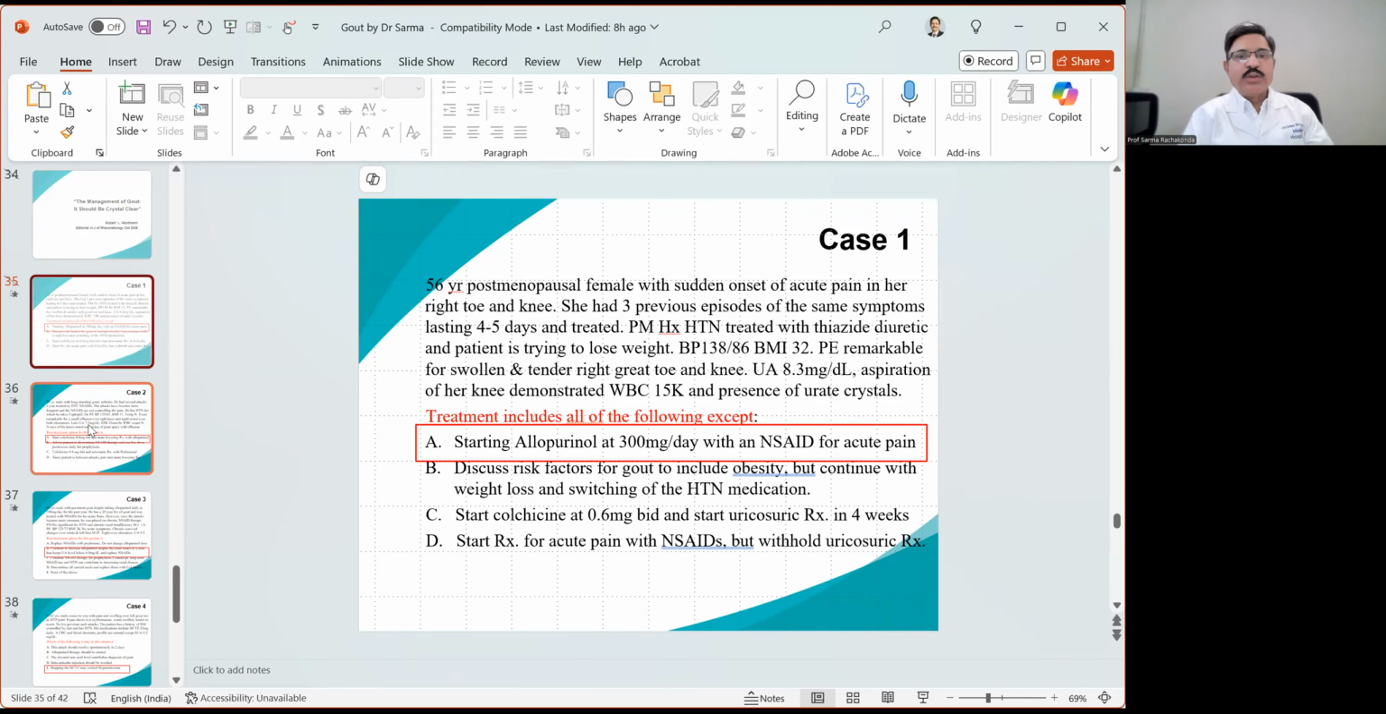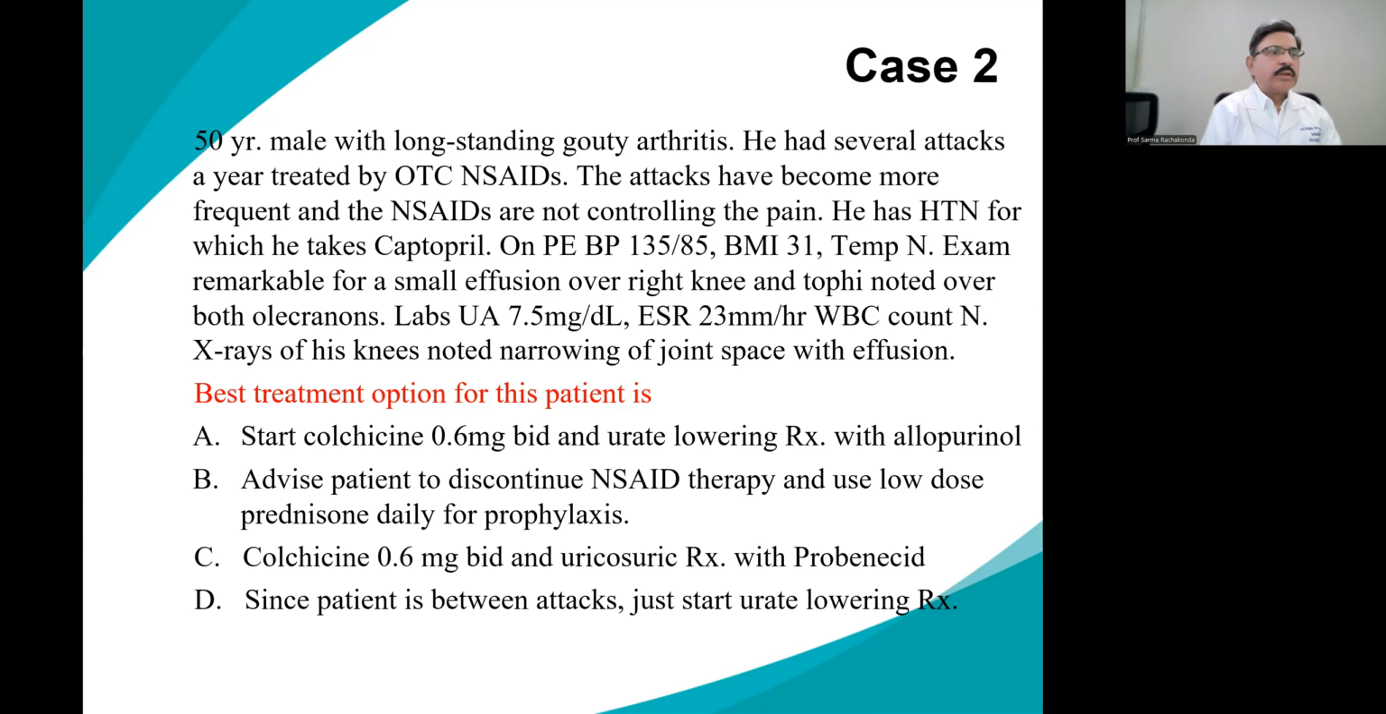Now the first one you see: starting allopurinol 300 milligrams every day with an NSAID for acute. There is no role for allopurinol in acute. So the answer is that. Next case: what sort of gout is this? Chronic tophaceous gout. This man has got tophi.